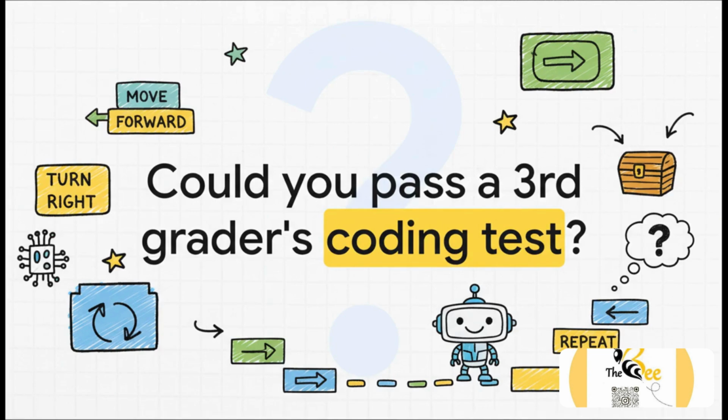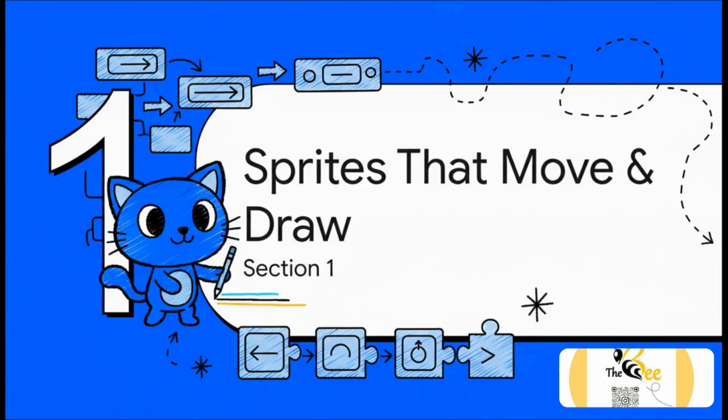Let's dive in. All right, section 1 is all about the absolute basics. Now, in this kind of coding, you give instructions to a little character on the screen. They call it a sprite. We're going to see what it takes to make that sprite not only move around, but actually draw stuff.